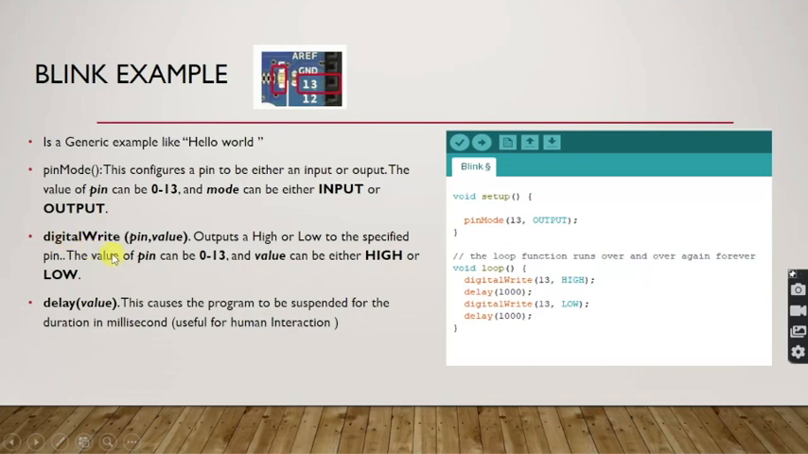So first we declare the pin mode as an output. We use digitalWrite, this is the function that provides output high or low to a specified pin. It takes 2 arguments, the pin number and the value. We use delay. This causes the program to suspend for the duration of the milliseconds. And that's it.